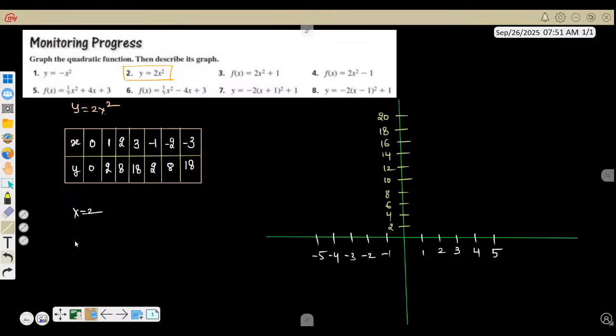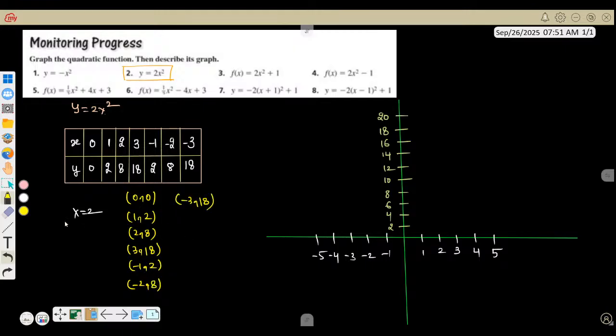Now you can see what your first ordered pair is. First ordered pair 0, comma 0. Second 1, comma 2. Third 2, comma 8. Fourth 3, comma 18. Then minus 1, comma 2. Minus 2, comma 8. Then minus 3, comma 18. Now let us draw the first point.